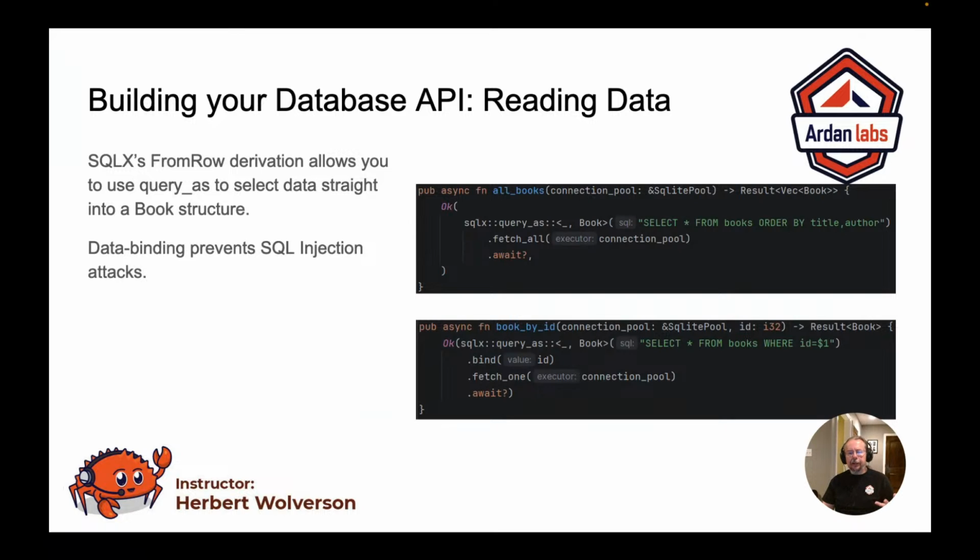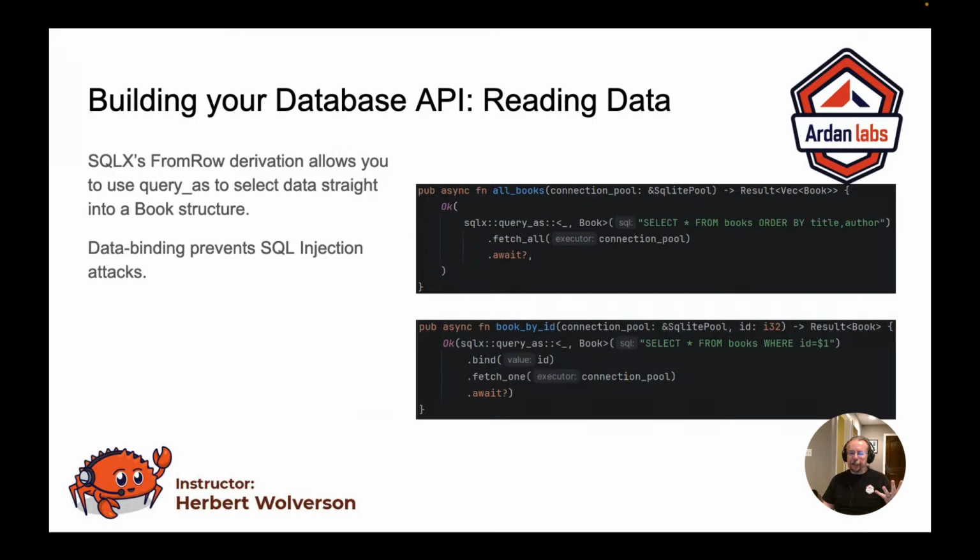So that's easy enough. We call fetch all, which executes the whole thing, does the mapping to each of the structures, populates that into a vector. We await, give the database a chance to run, bail out if any errors occurred. Boom, you've got all the lists. You've got a list of all of the books sorted.